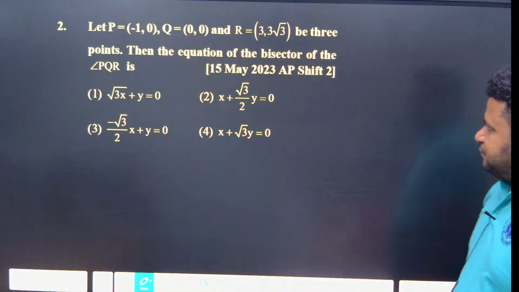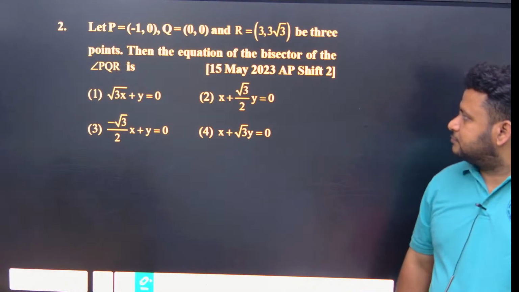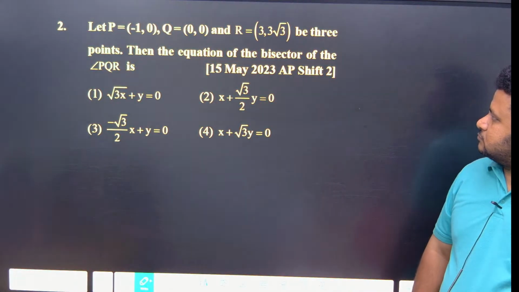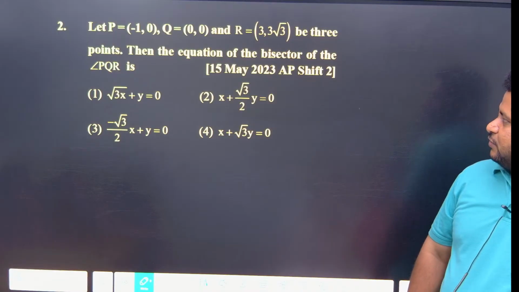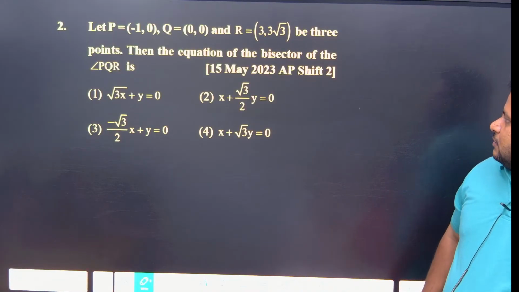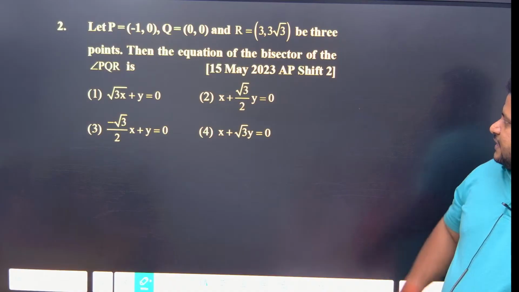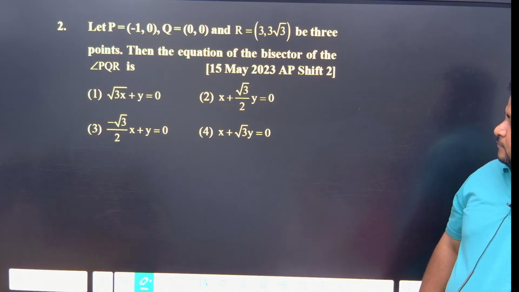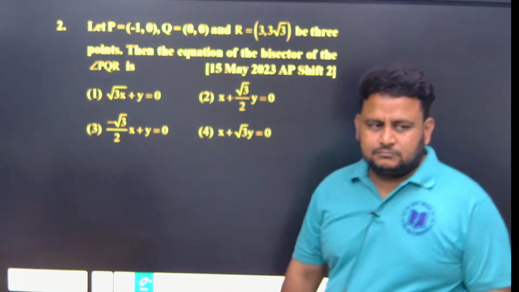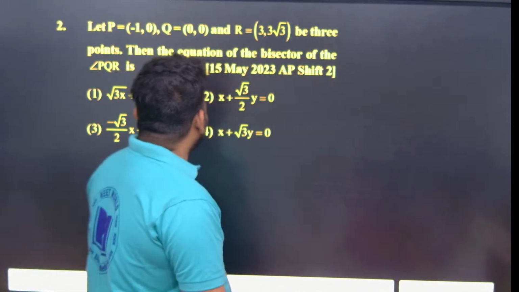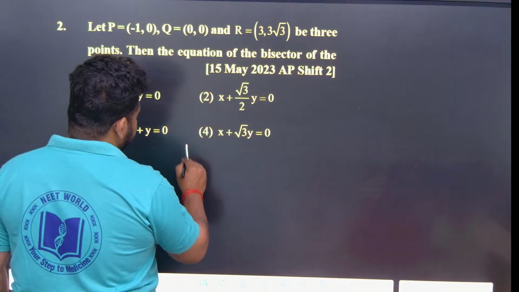Try this question, all of you. Please try this question. Let P, Q, R be the three points. Then the equation of the bisector of PQR, they are asking.